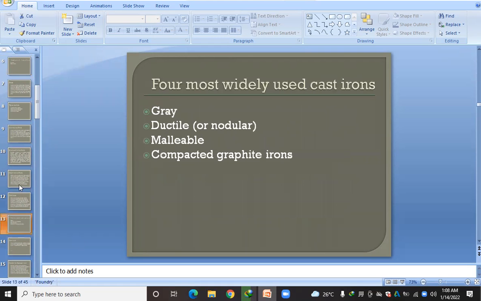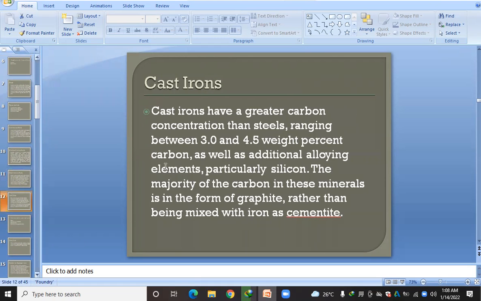Classification na po siya sa ferrous alloys. So cast irons na po ta. Cast iron has a greater carbon concentration than steels, ranging between 3.0 and 4.0 weight percent carbon, as well as additional alloying elements, particularly silicon.